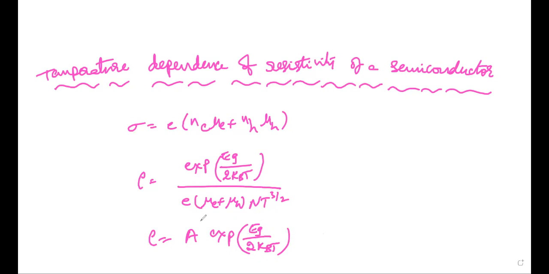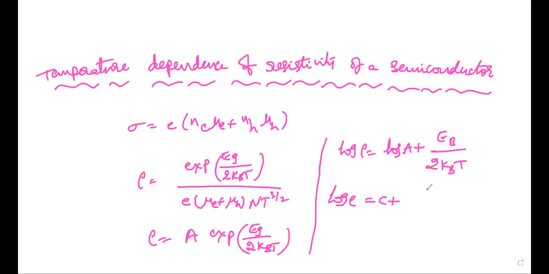Where A is the constant, then taking log on both sides, log rho is equal to log A plus E_g by 2 k_B T. Then log rho is equal to C plus, in terms of log base 10, 1 by 2.3026 into E_g by 2 k_B, where C is the constant.